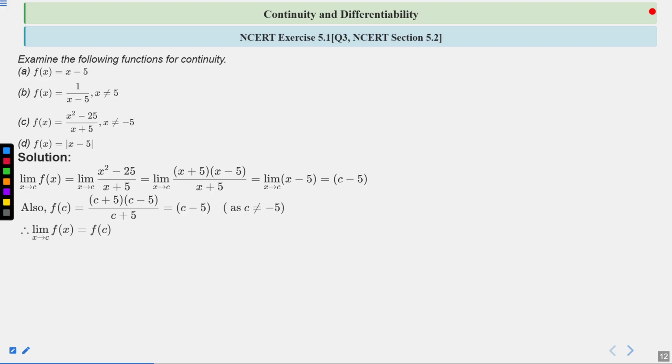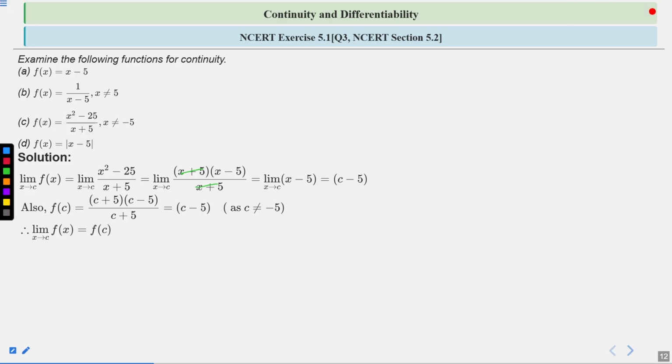Now x + 5 and x + 5 will cancel out, and we are left with limit as x approaches c of x − 5, which is equal to c − 5. Also, f(c) will be equal to (c + 5)(c − 5)/(c + 5). Now, c + 5 and c + 5 will cancel out, which will come out to be c − 5, and it will be defined because c should not be equal to −5, got it?